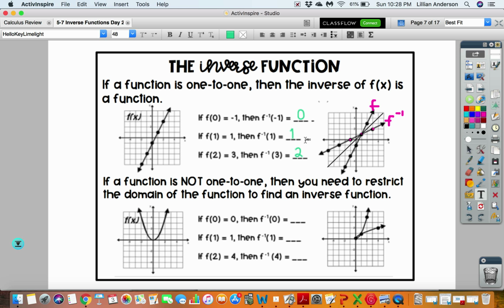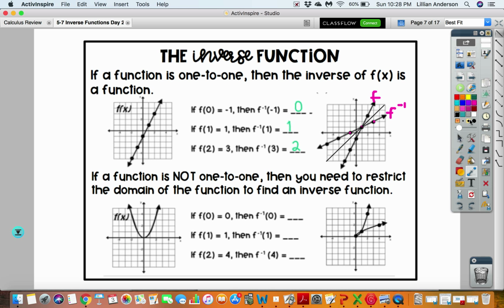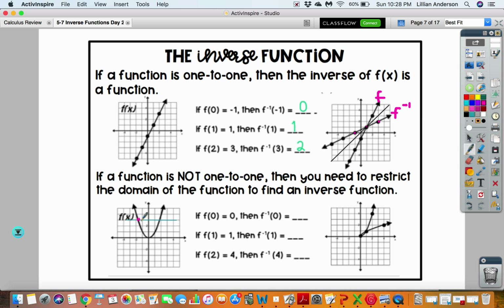All right. Now, remember, in order for a function to be one-to-one, it has to be a function to begin with. If we take a look at this picture down here, we can see that this is not a one-to-one function because it does not pass the horizontal line test. It hits it at 2 different points. So when a function is not one-to-one, we can make it one-to-one by restricting the domain of the function to find the inverse. Okay? When you restrict the domain of the function, then you are able to find the inverse function.